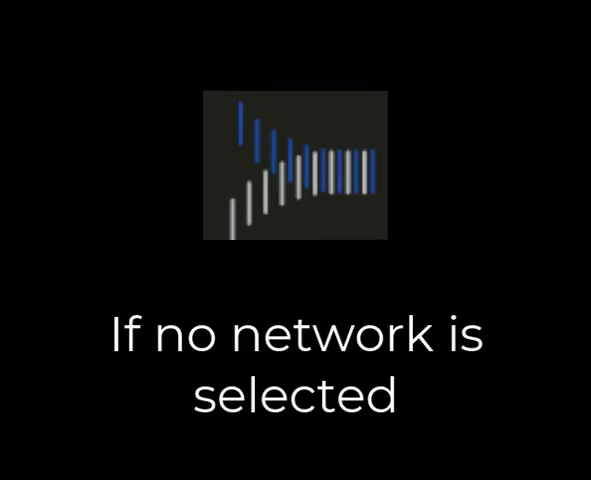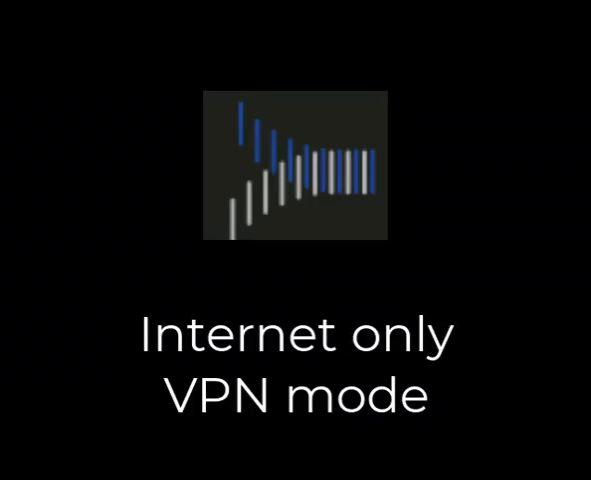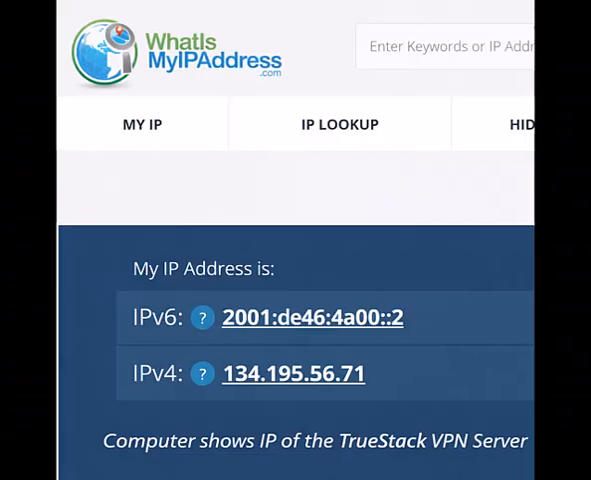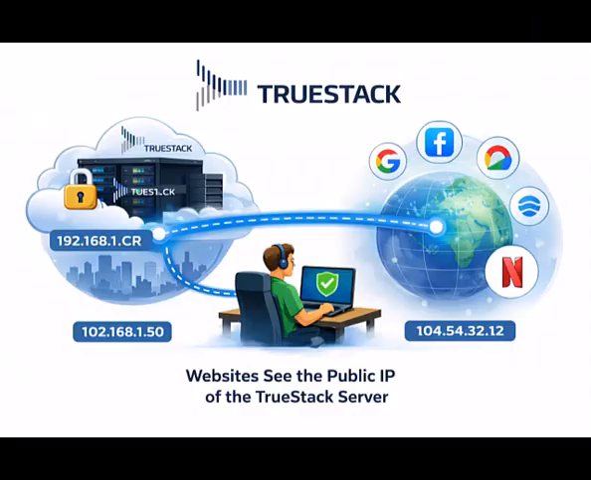If no network routes are selected, this becomes Internet-only VPN mode. All internet traffic is encrypted and routed through the VPN. Traffic between the device and the TrueStack server is hidden, including traffic on public or untrusted Wi-Fi. Websites see the public IP of the TrueStack server, not the user's local network.